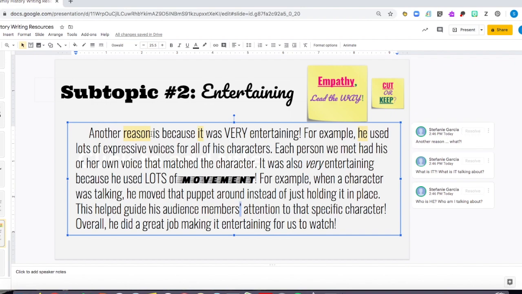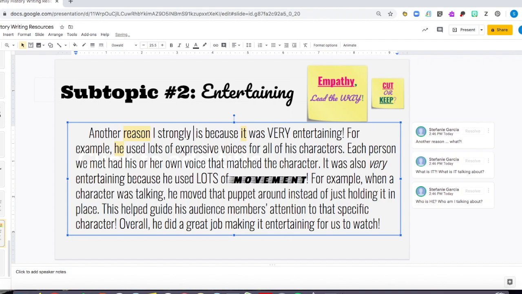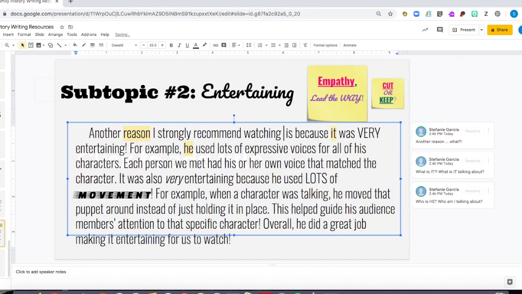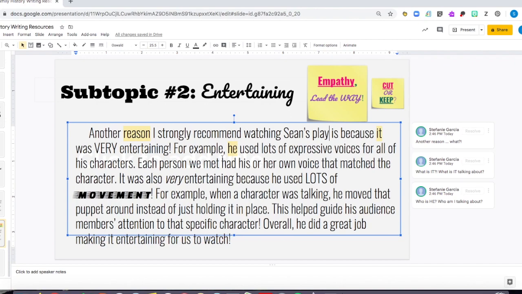So I'm on step 4. So another reason is because it was very entertaining. Another reason, what? Oh, I know. Another reason I strongly recommend watching Sean's play is because it was very entertaining. So my next question was, what is it? What is it talking about? So since I fixed this part, now the word it is very clear. I'm talking about the play. So it is referring to the play.